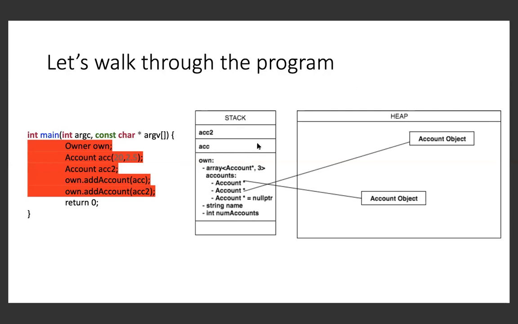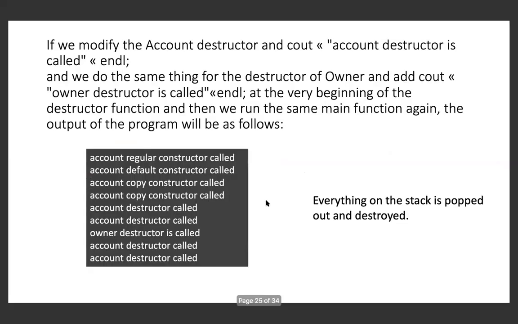So while we're destroying the owner object, this is why we see 2 outputs of "account destructor is called": we're destroying the first element and then the second element. The third element is not being destroyed because it still has a value of nullptr. And this explains the output that we see right here.